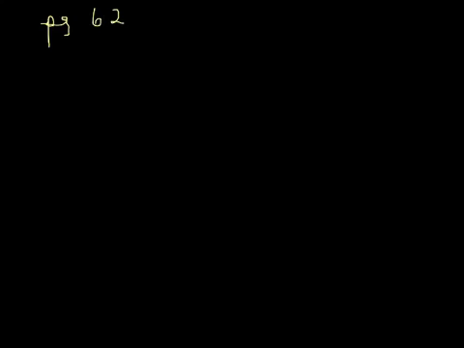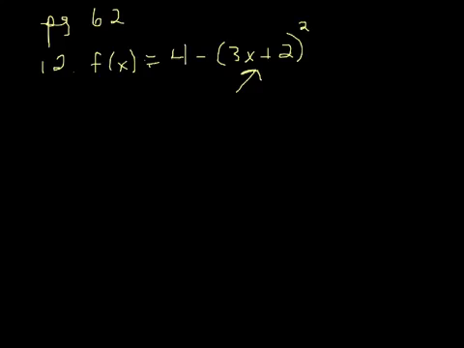Page 62, number 12. So, f of x equals 4 minus (3x plus 2) squared. So you have to do cleanup. You have to square this right here. For the love of all that's holy.